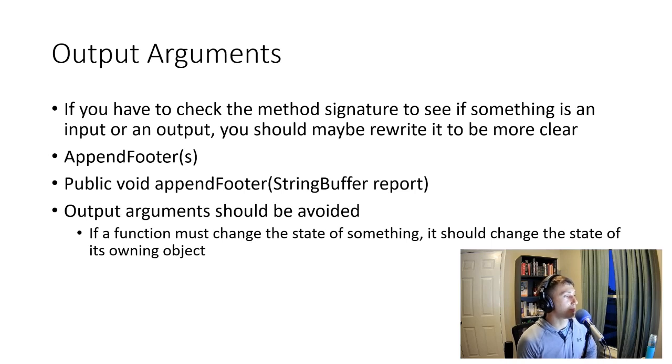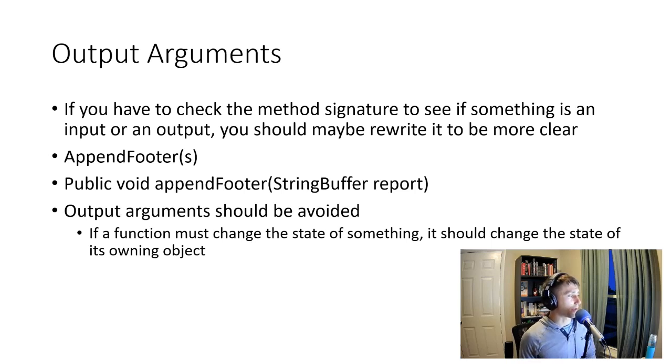In append footer, you might not really be able to know unless you look at the method signature. And that's what the third bullet point is. So if you command click in IntelliJ or Eclipse, your favorite IDE, you can look at the documentation for append footer, and you can see there, okay, string buffer report. I think this is probably an output argument, I would assume, because you're appending footer to the report, and then you're returning the report, right?